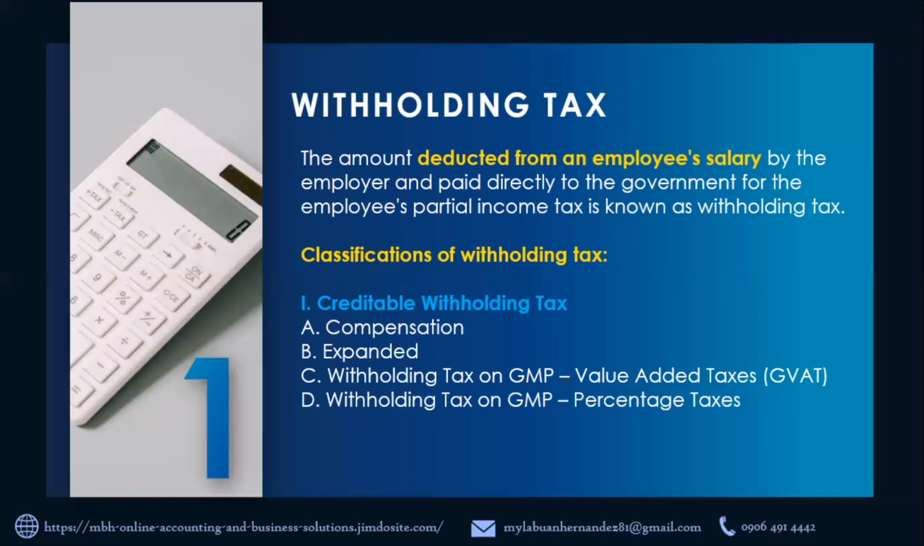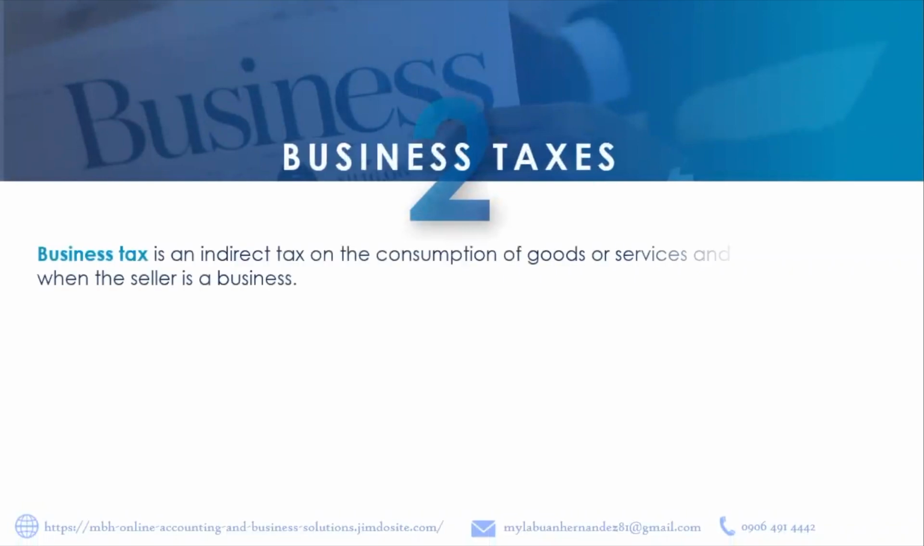Withholding tax on government money payments for percentage taxes is the tax withheld by national government agencies before making any payments to non-VAT-registered taxpayers or suppliers. We will discuss more about value-added tax and percentage tax in the next part of the video. Next is the final withholding tax, which is prescribed on certain income payments and is not creditable against the income tax. The second type of tax is business tax.